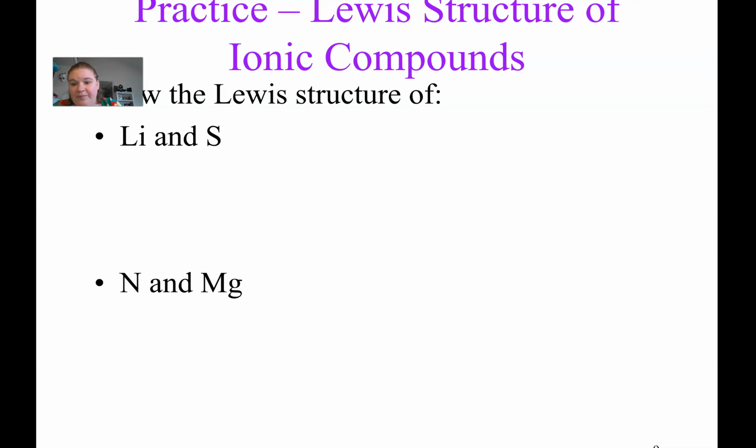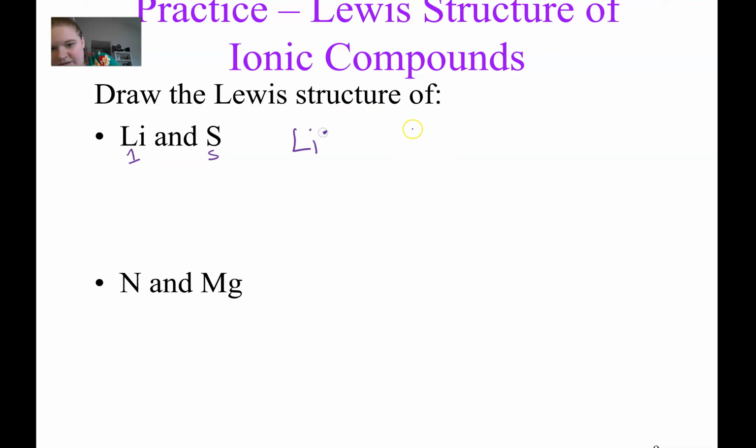So we're going to do the same thing. We're going to draw the Lewis structure of lithium with sulfur and then nitrogen with magnesium. And again, my periodic table tells me that lithium has one valence electron and sulfur has six. So here's my lithium. Here's my sulfur. One, two, three, four, five, six. And I need to do some transferring. So I'm going to take this little electron, and I'm going to put it right there.